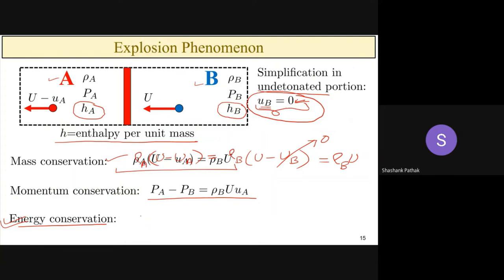So how can we write the energy conservation equation? It can be written like: in zone A and zone B, the kinetic energy plus potential energy should be equal to kinetic energy plus potential energy. Potential energy, what? Internal energy. Now please try. Just try. After that I will show the answer, and then check whether you are able to get it right or not.